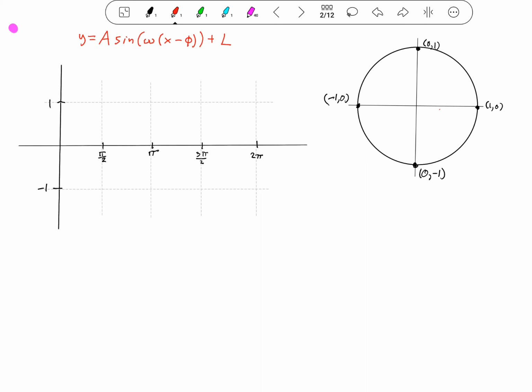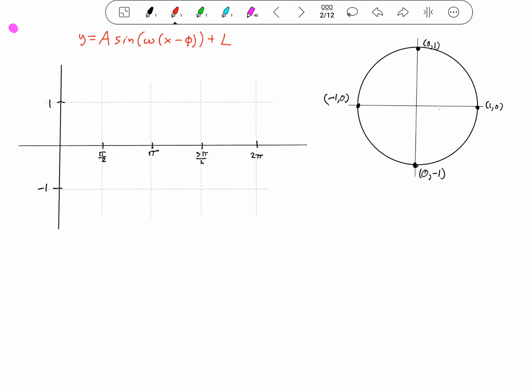So A tells me the vertical stretch, omega tells me the horizontal stretch, phi tells me the horizontal movement, the side-to-side movement, and L tells me the vertical movement. So we are both stretched and translated, both horizontally and vertically.